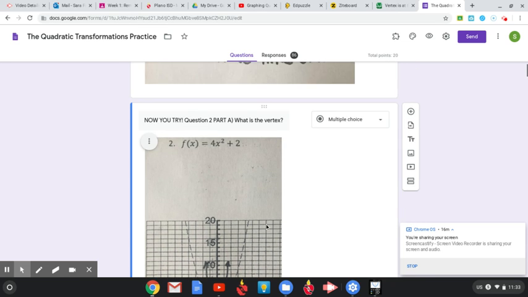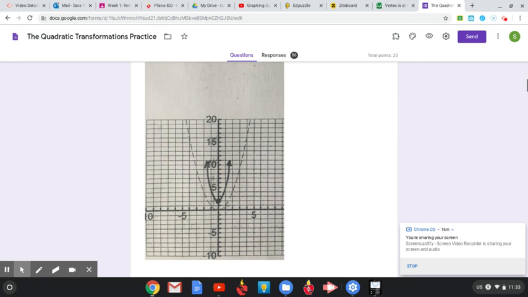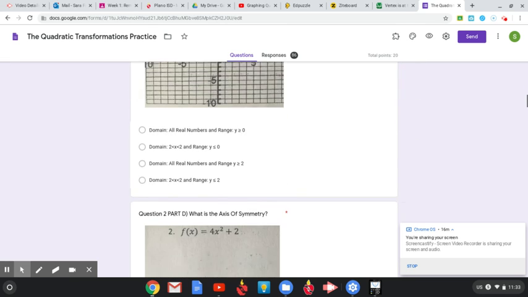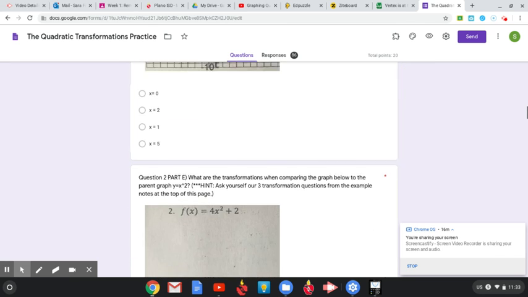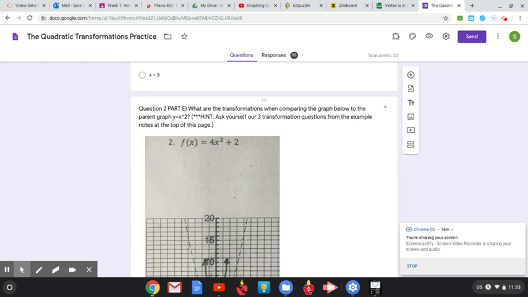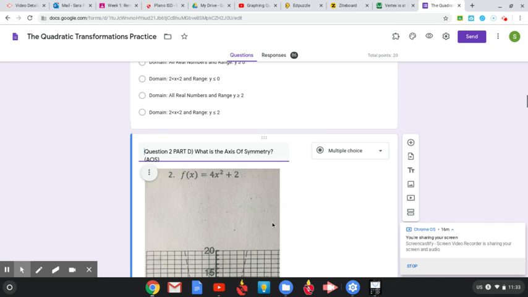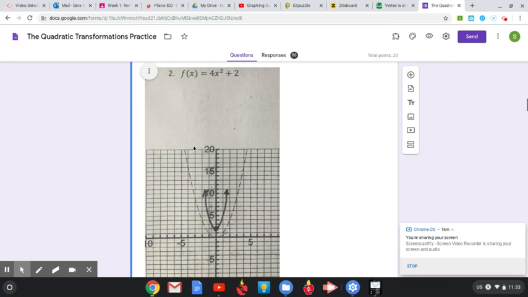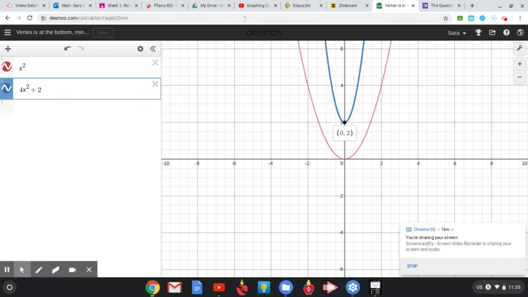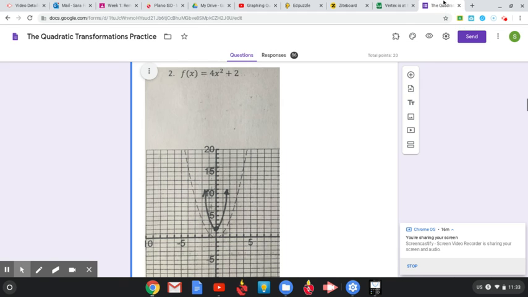Okay, so hopefully this helps you have a summary so that you can answer the rest of these questions on your Google form for parts of a parabola and quadratic transformations. So use the picture of the graph to help you, and that dashed line is the parent, x squared, which is what I had in red here for the Desmos. So the red is the same as that dashed line on the Google form.